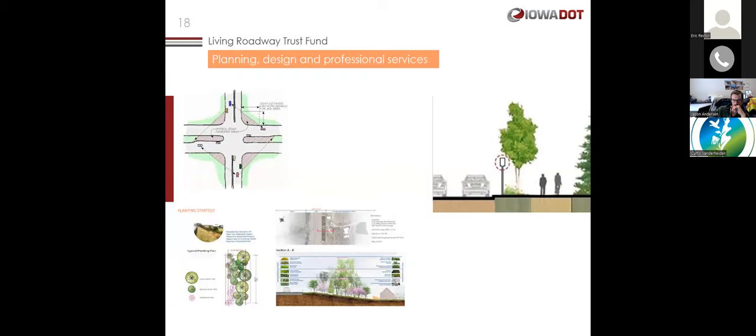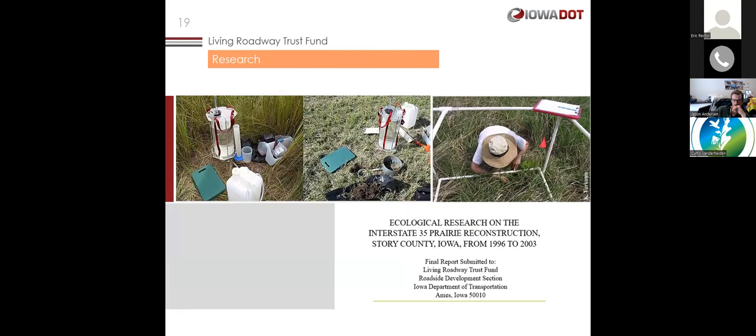Planning, design, and professional services requiring the assistance of a third-party professional are eligible for funding. Planning and design professionals must be licensed in the state of Iowa. The maximum for these projects is $6,000. And then research. Research projects must address current issues surrounding the practice of IRVM as determined by the Technical Advisory Committee and the Iowa DOT.